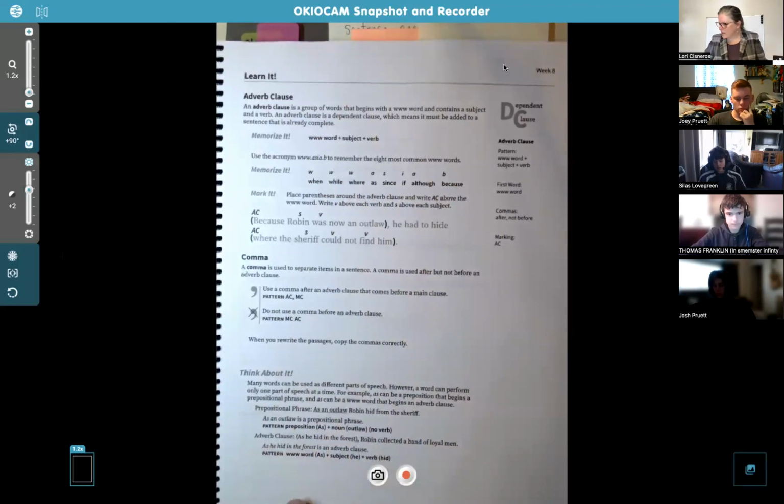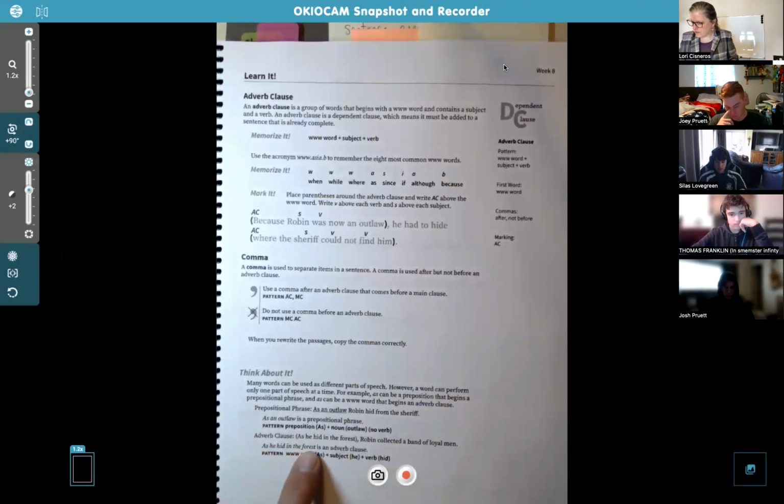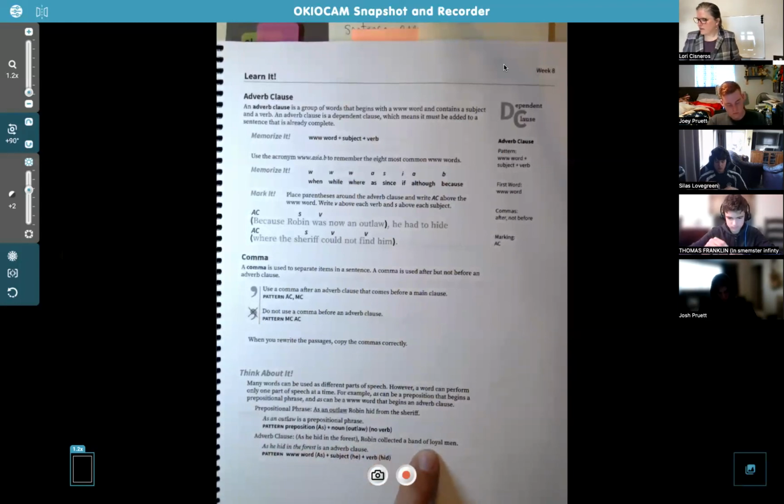And then the adverb clause, it has a subject and a verb. So adverb clauses have a subject and a verb. Prepositional phrases only have a noun. The example down here is, "As he hid in the forest, Robin collected a band of loyal men." So "as he hid in the forest" is actually the adverb clause because you have a subject, he, and a verb, hid. Any questions about this page so far?